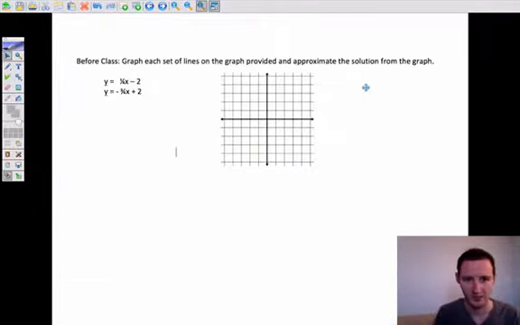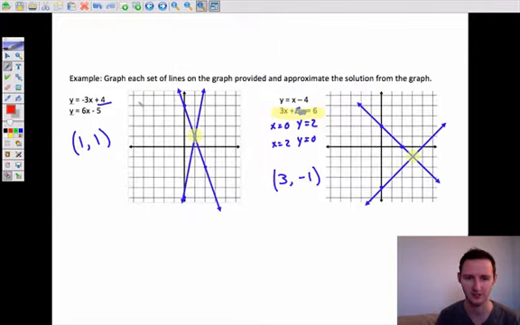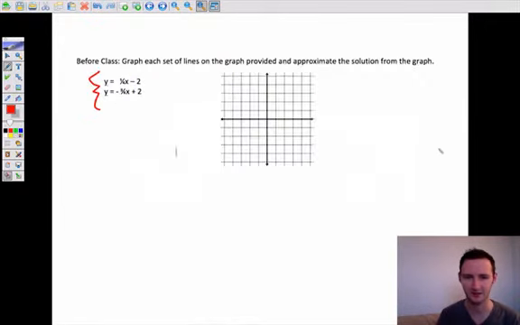Your before-class work is just a couple of systems of equations here, and it's asking you to find the solution by graphing them. And I should have mentioned this earlier: in all these examples, the lines lined up at really nice points, but they might not always do that. So if they don't, then you just have to estimate wherever it looks like the intersection is.